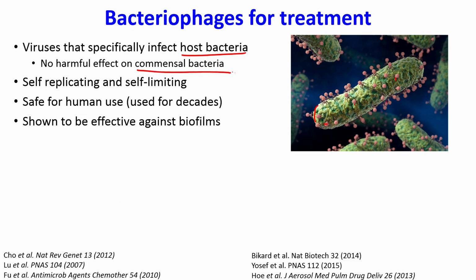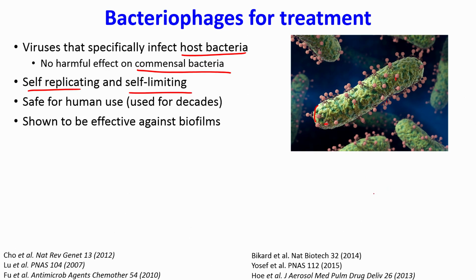And these bacteriophages are very specific for their host bacteria, so they do not really harm your commensal bacteria. So we know that we have a lot of bacteria in our body that is actually healthy, and our body requires it. These bacteriophages are not going to kill it, unlike your antibiotics, which wipe out nearly all of your bacteria at a time. These bacteriophages are specific for the target, and they are also self replicating and self limiting.